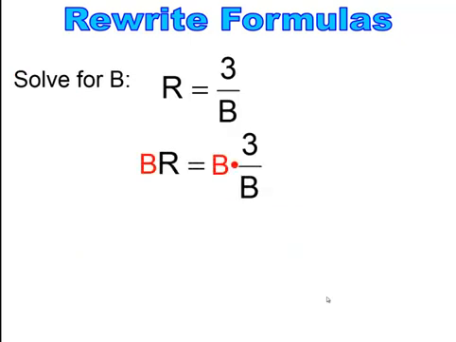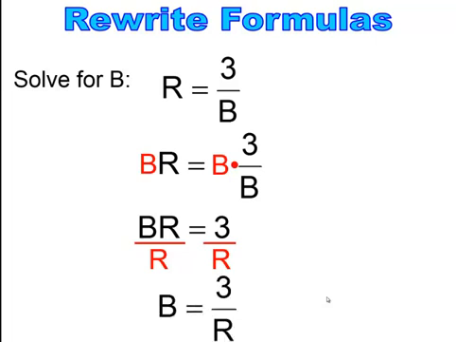Same idea here. I want to get b to the top. To do that, I need to multiply both sides by b, and then I'm going to divide through by r, and I'll have my new formula. b will equal 3 divided by r. And remember, case of letter matters, so make sure that if it's capital, you have capital. If it's lowercase, you have lowercase.